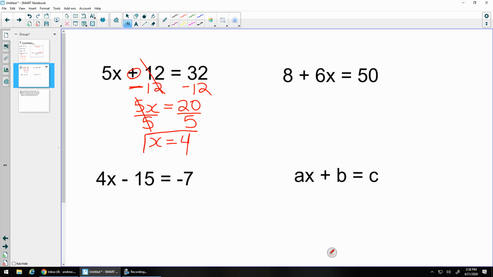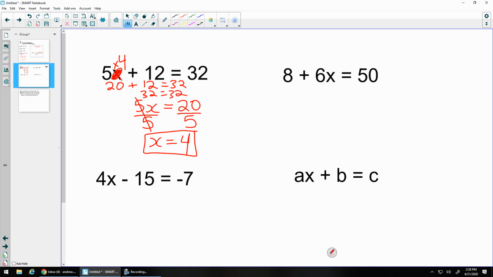Okay, there's my solution. I can double check by putting it back into my equation, putting what x is equal to, changing that to a 4. Okay, so now I can erase this. I can change this to 5 times 4 plus 12. 20 plus 12 is equal to 32. Hey, 32 is equal to 32.